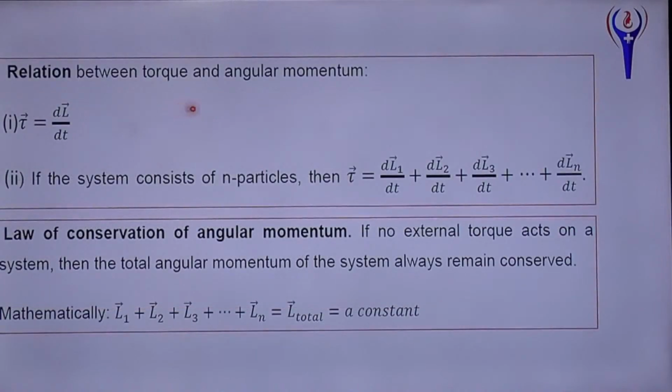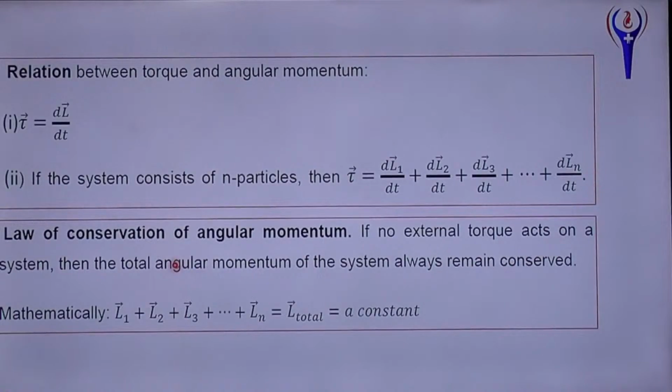Relation between torque and angular momentum: tau equal to dL by dt. We will work out a lot of problems based on this. If the system consists of n particles with angular momenta L1, L2, L3 and so on, then tau equal to dL1 by dt plus dL2 by dt plus dL3 by dt up to dLn by dt. This formula gives the relation between torque and angular momentum.